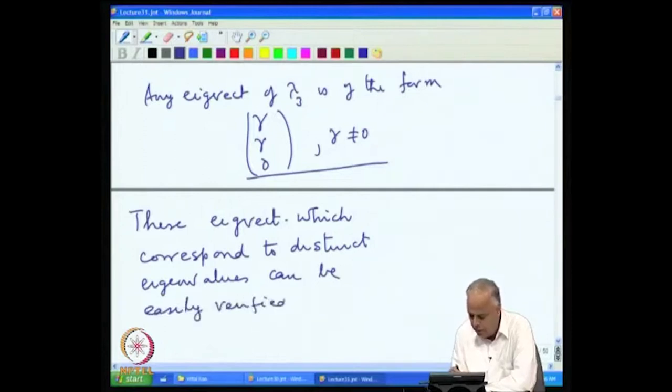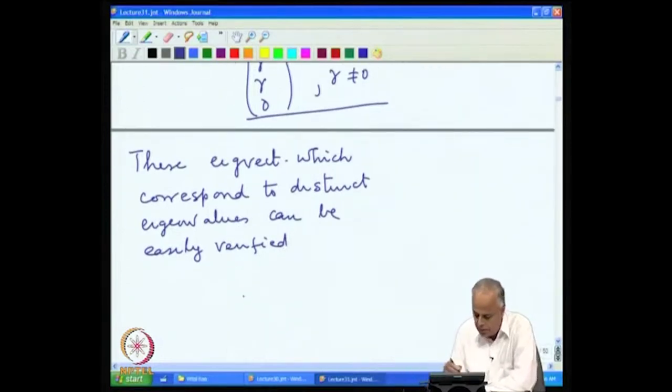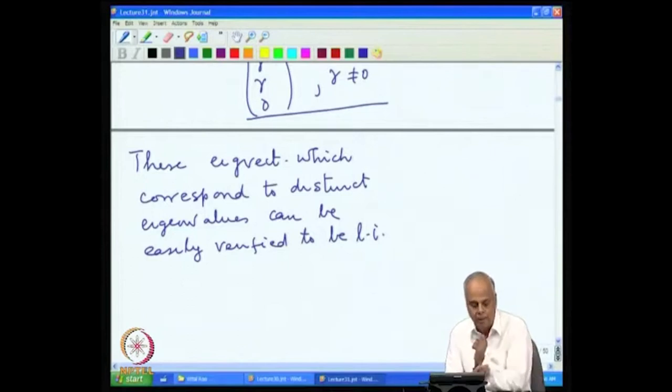We know how to verify something is linearly independent. The only linear combination that gives the 0 vector is the 0 linear combination. So, easily verified to be linear. This is what we had in mind when we said that distinct eigenvectors corresponding to distinct eigenvalues are linearly independent. Now, this is a statement which we have not yet proved. So, we shall embark on proving this fact.